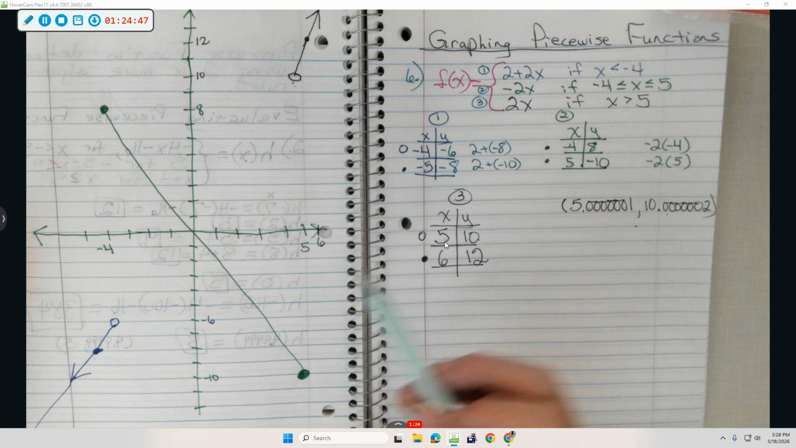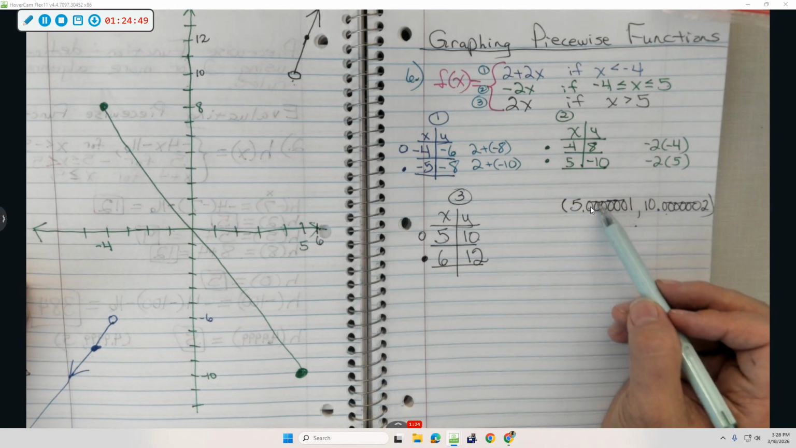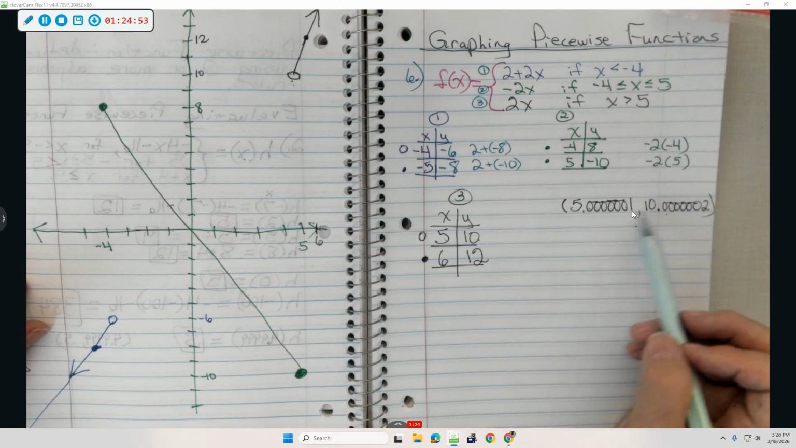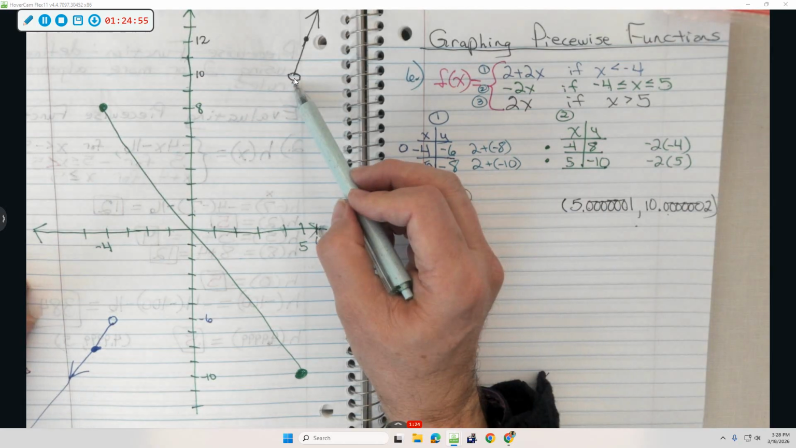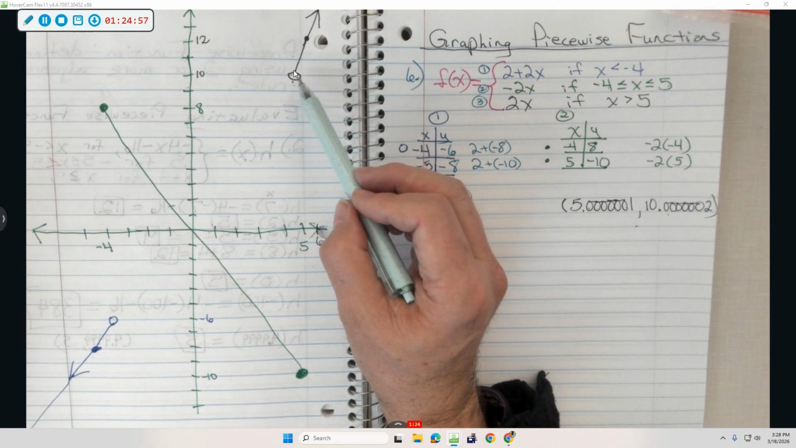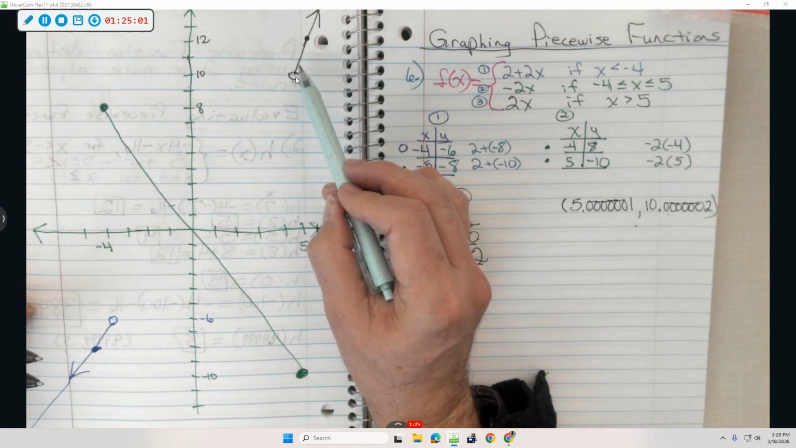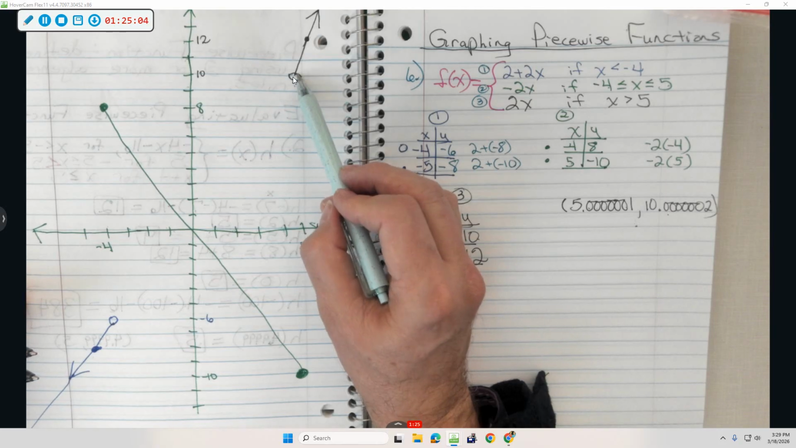Real numbers are dense. I could just keep on, stick on another 0, stick on another 0. There are so many points that look like 510 that are on the graph. So this ordered pair is saying 510 itself isn't on the graph, but there are other points right there that look like 510 that are on the graph.